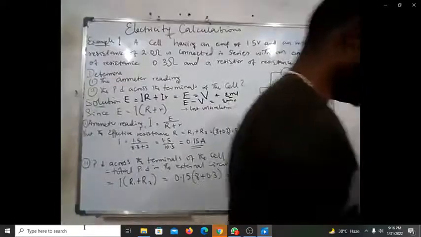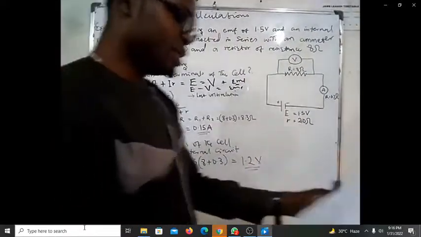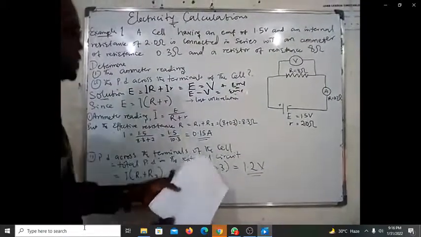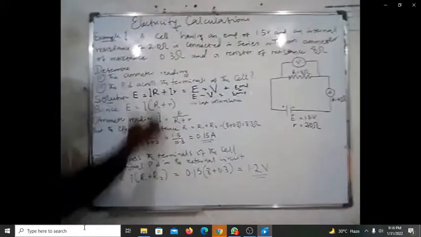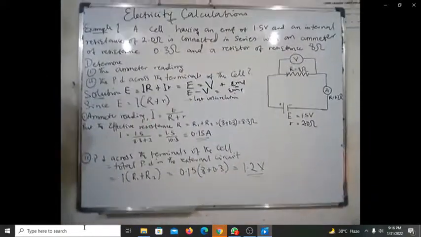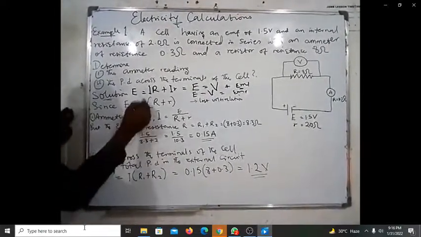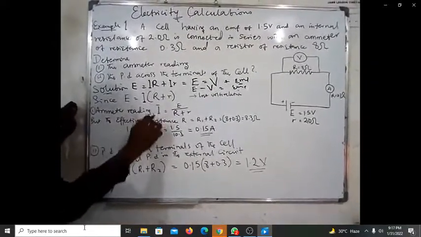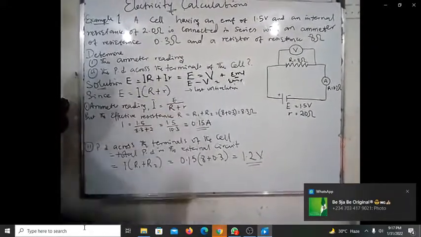This is the lost volts equation I gave you the last time we had a class. Lost volts is equal to E minus V, is it not? So check the last equation that we did. You see this equation, so in essence, it comes to this. Now to get the ammeter reading, you make current the subject of the formula. So I is equal to E all over big R plus small r.